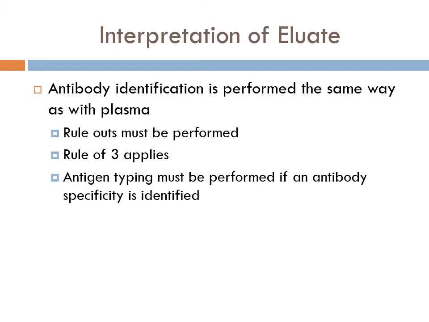So an antibody identification is performed the exact same way as plasma. Rule-outs are performed. Rules of 3 apply. The antigen typing must be performed if an antibody specificity is identified. So we're going to do this procedure just like we would with plasma, because we're really talking about what antibodies we are identifying.